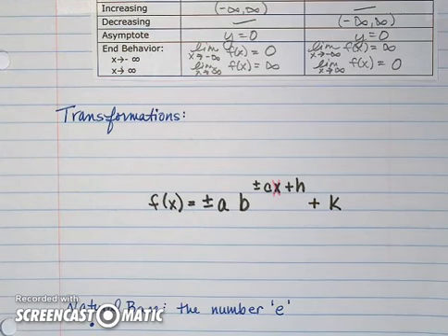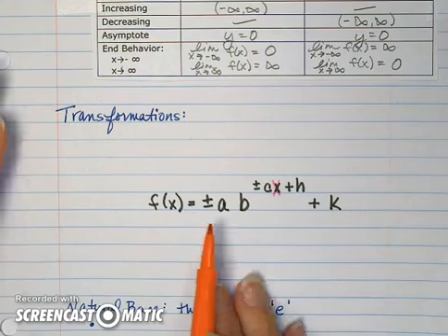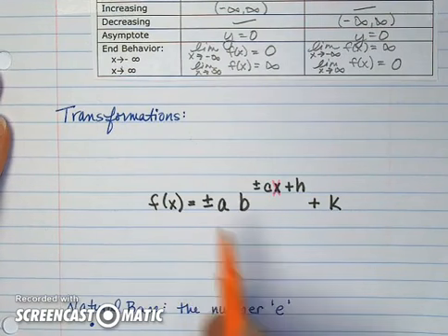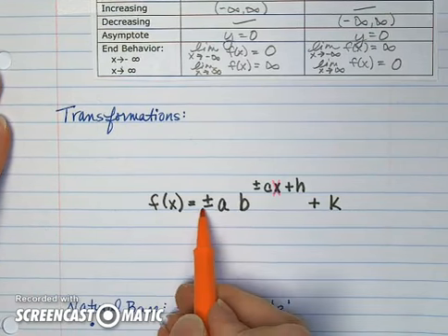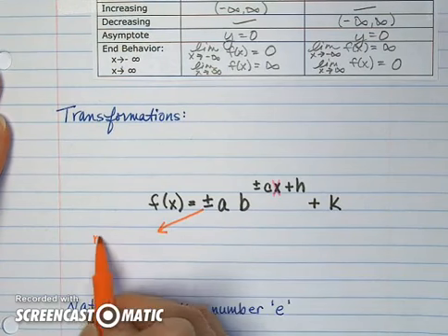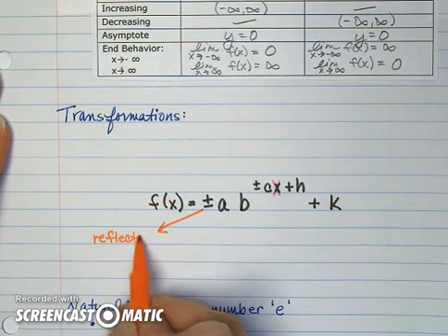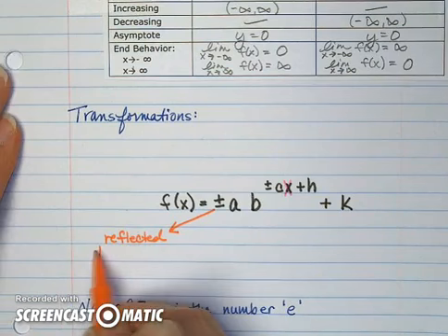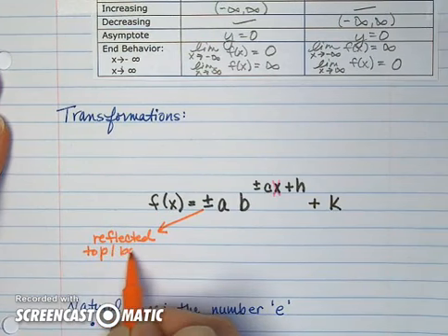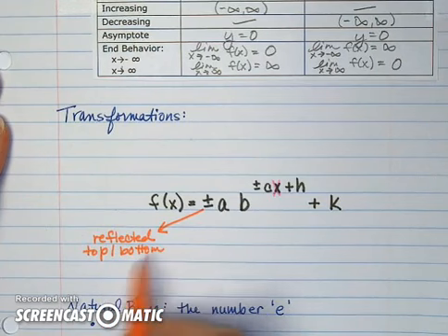Let's do this first, out front. That's pretty easy. The plus and minus out front reflects it. Do you remember? This is reflected top to bottom. All right, this is over the x-axis.